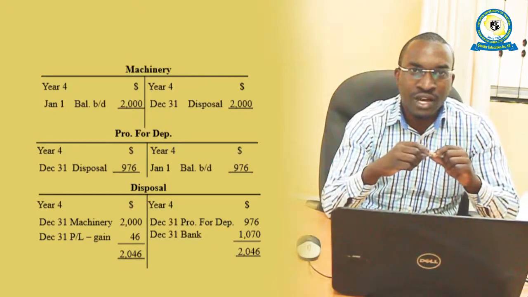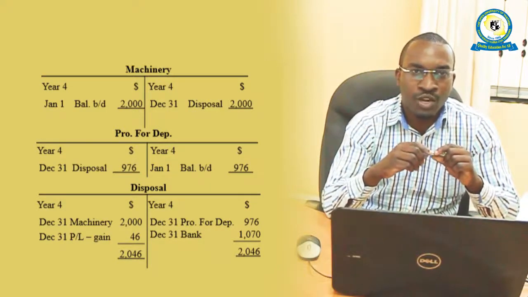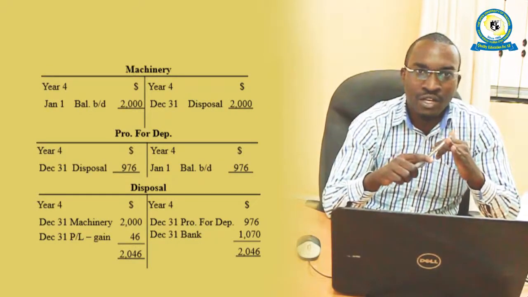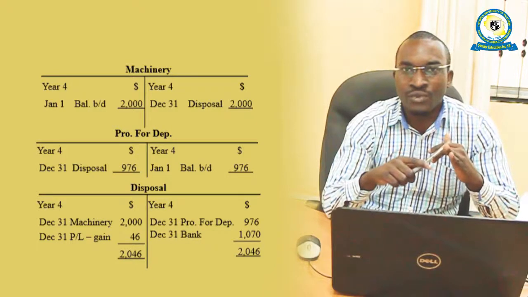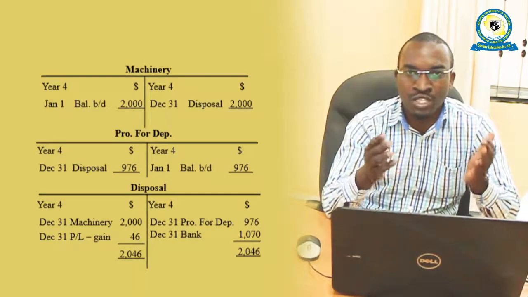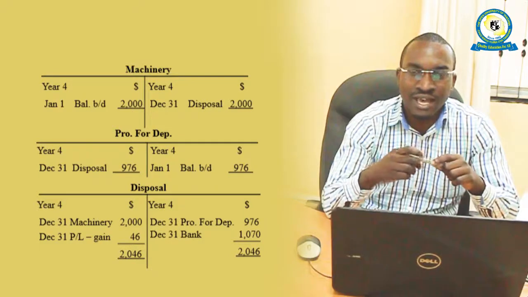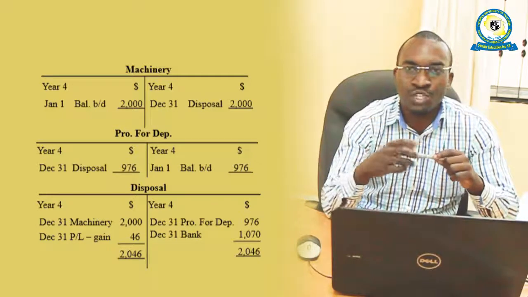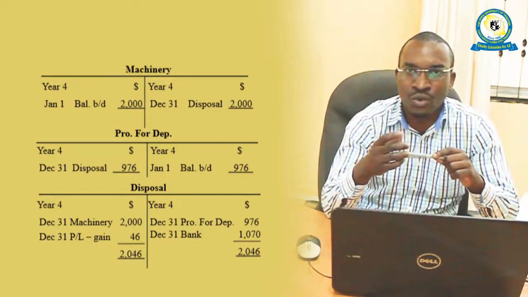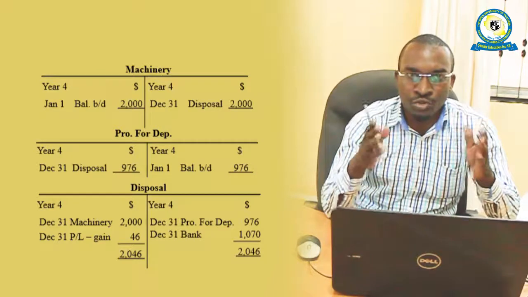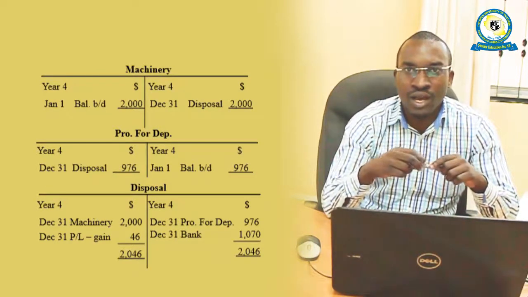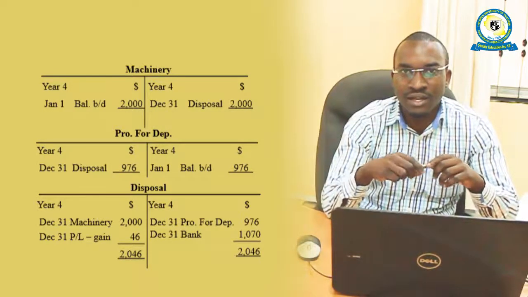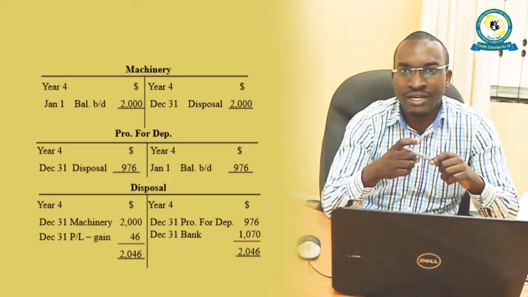So if you can take a look at this disposal account. On the debit side, we have the cost of the machine, which is 2,000. And on the credit side, we have the accumulated provision for depreciation, which is 976, and the amount that this machine is disposed for, which is 1,070, or 1,770. So if you balance this account, you're going to have a total of 2,046 on the credit, because the credit side is greater.